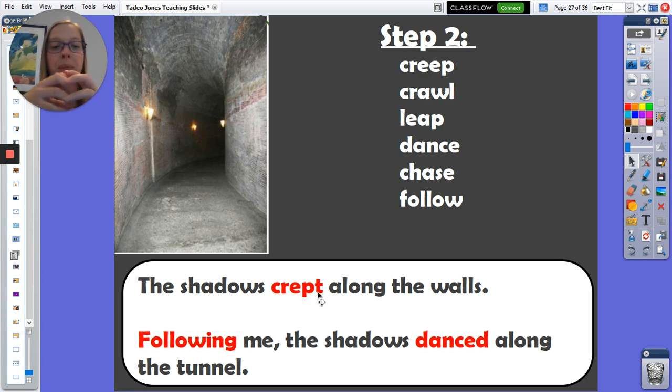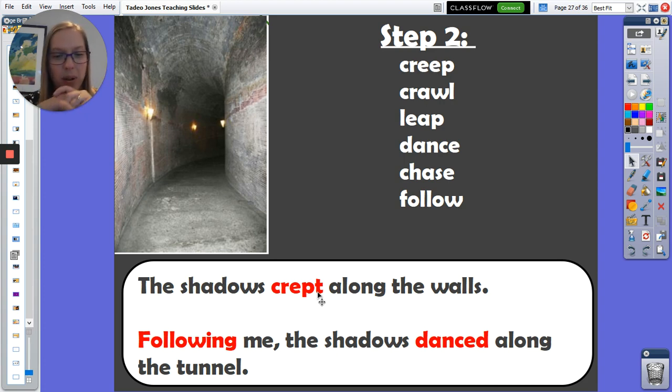That's my verb. And then I'm going to think, where are they creeping? Well, if I look at the picture, they're creeping along the wall. So the shadows crept along the walls is my personification sentence. Shadows can't actually creep, but I'm giving it a human quality that gives you an idea about how it might move. So I've put that noun and that verb together.